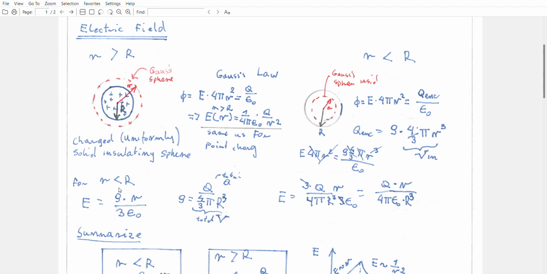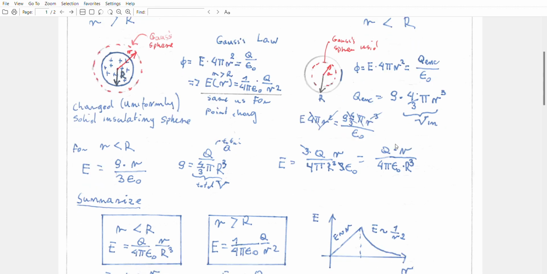But we don't know rho. We can calculate rho knowing the total Q divided by the volume of the real sphere, with radius capital R. You end up with E described as Q r divided by 4 pi epsilon 0 times R cubed. And this is a linear dependency of the electric field on r.